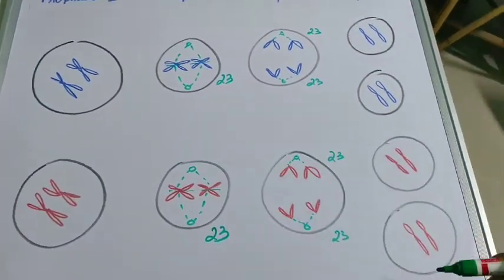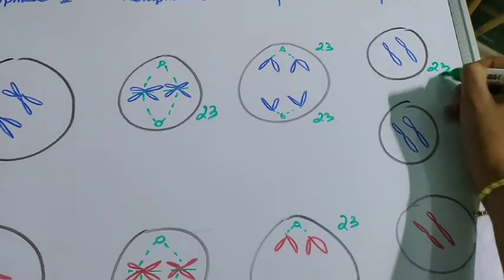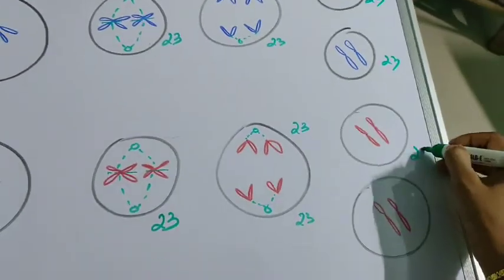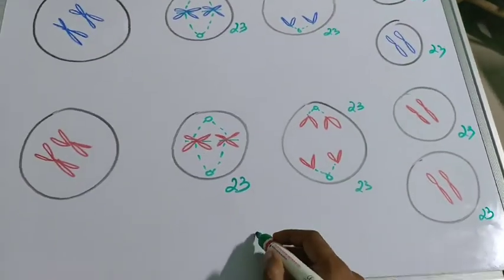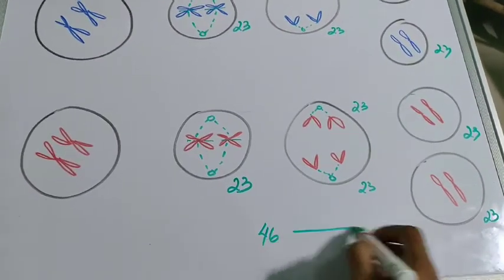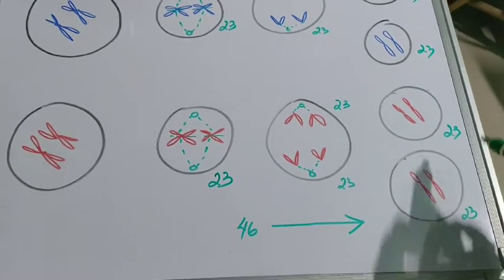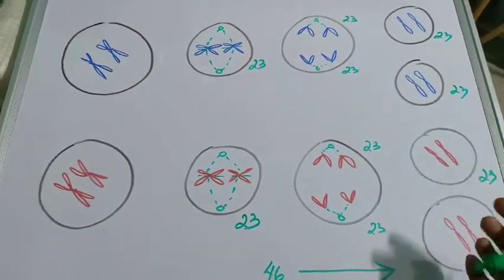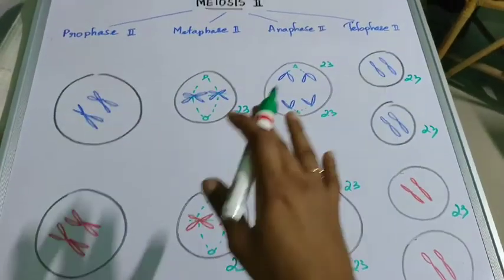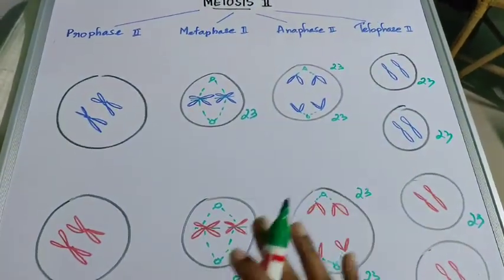And how many chromosomes do you think each of them have? 23, 23, 23, 23. At the beginning of meiosis 1, we had 46 chromosomes. And now it has ended at 23 chromosomes. And how many cells are there? 4 cells are there. So meiosis 2 is invariably similar to mitosis.